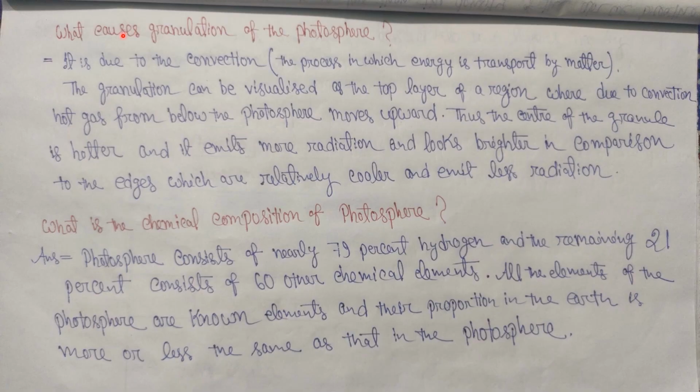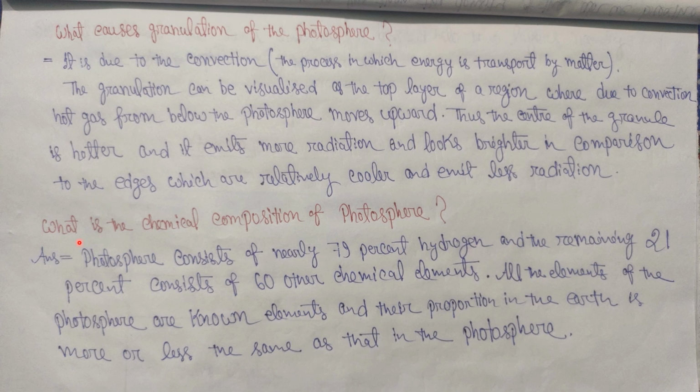Now the question is, what causes the granulation of the photosphere? It is due to convection, that is the process in which energy is transported by matter. The granulation can be visualized as the top layer of the region where, due to convection, hot gas from below the photosphere moves upward. Thus the center of the granule is hotter and it emits more radiation and looks brighter in comparison to the edges, which are relatively cooler and emit less radiation.